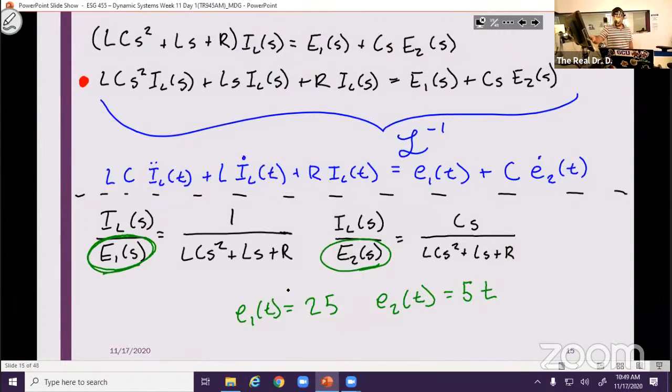Then we need what is E1 of S, right? So we can take the Laplace transform here. E1 of S is just 25 over S, because the Laplace transform table tells me so. Plus, we derived it by hand a week or so ago. E2 of S is equal to 5 over S squared.